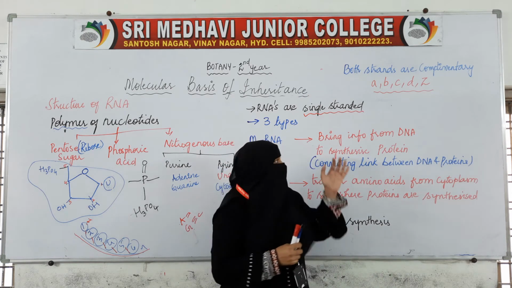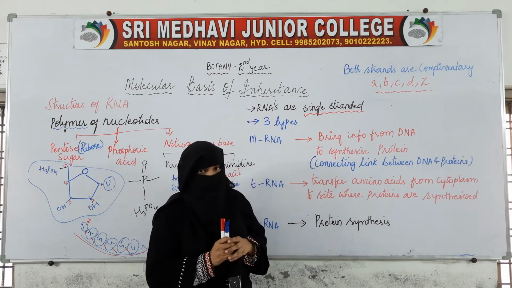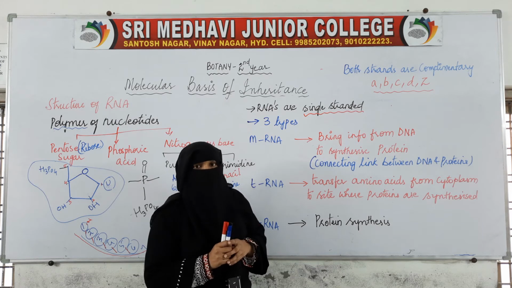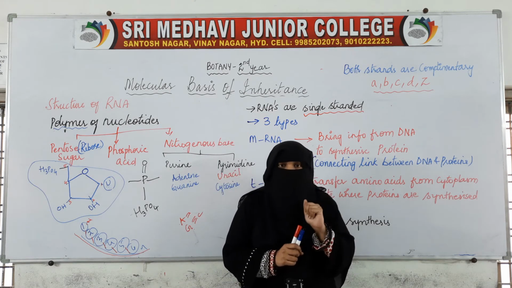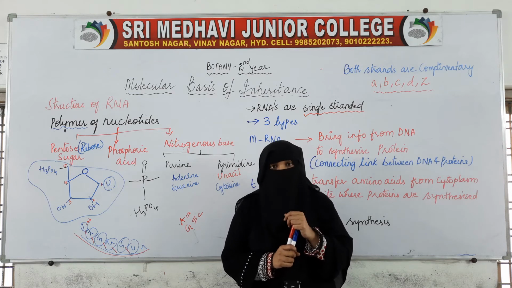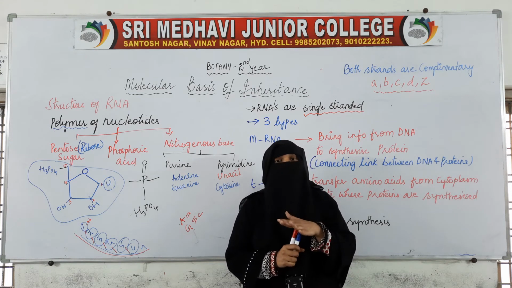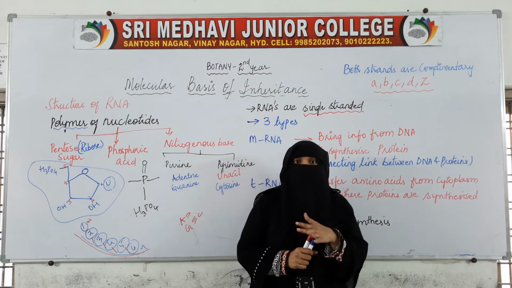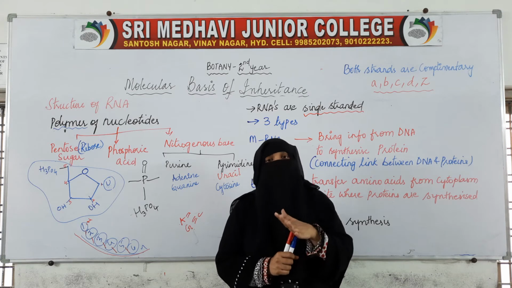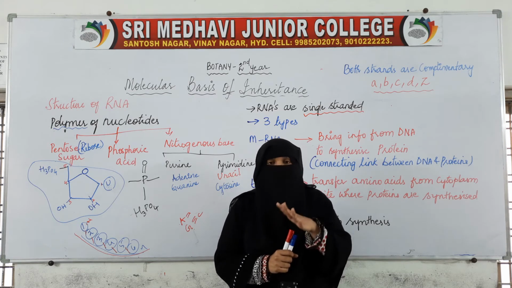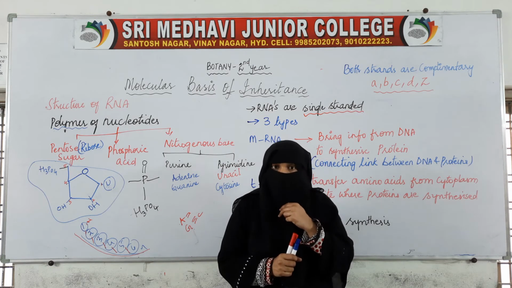Now coming to the different types of RNA. We have three types of RNA. I told you, DNA in our body acts as the genetic material, whereas RNA helps in the synthesis of proteins. The main function of RNA is to synthesize proteins. So to synthesize proteins, we have three different types of RNA.